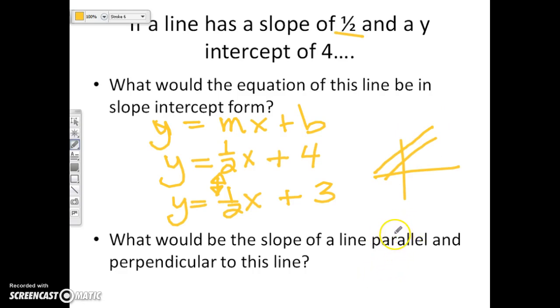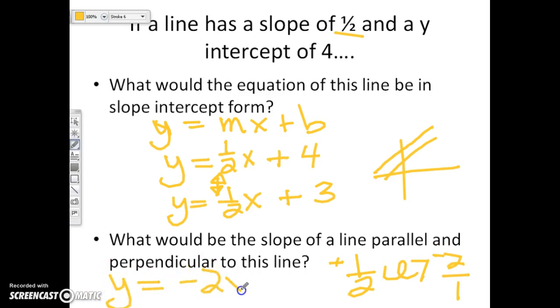Perpendicular, you have to have a slope that is inverted and the sign is reversed. So we take 1/2, we flip it over, and we get 2/1. We change the sign. This was positive, so this would be negative. If we had y = -2x, and again, whatever we want for a y-intercept here, let's put 3/2, just to be different. This would be perpendicular to it.